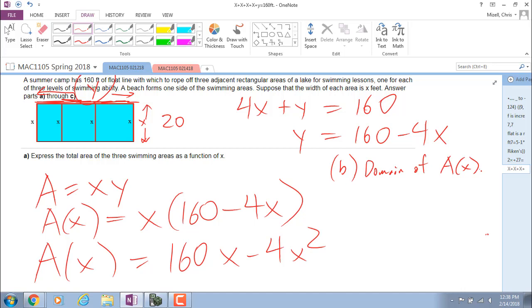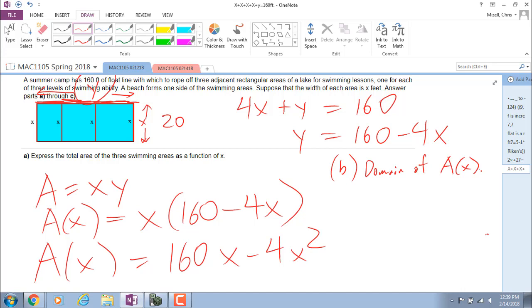But the fact of the matter is, x is limited. We only have so many feet of rope, and the area is limited. There's only so much area we could possibly enclose. The lake is only so big, I'm thinking.